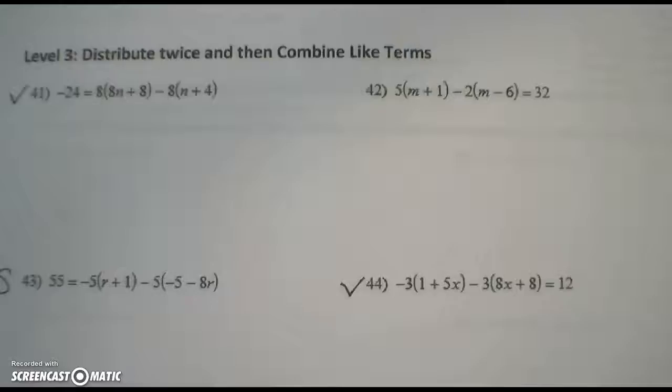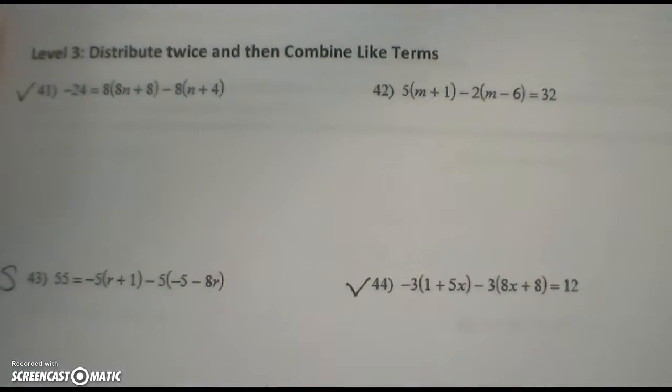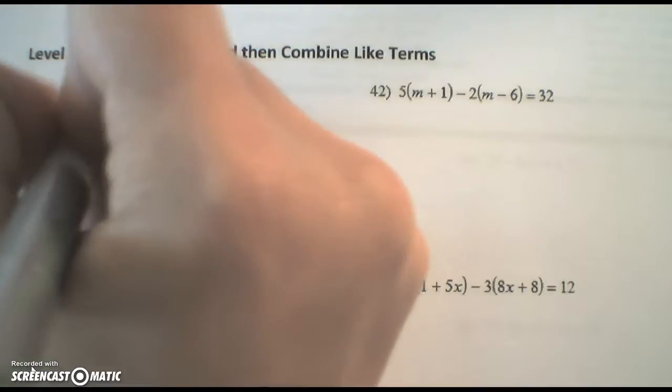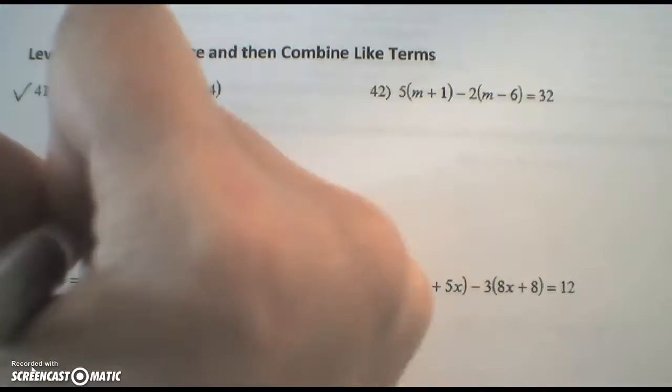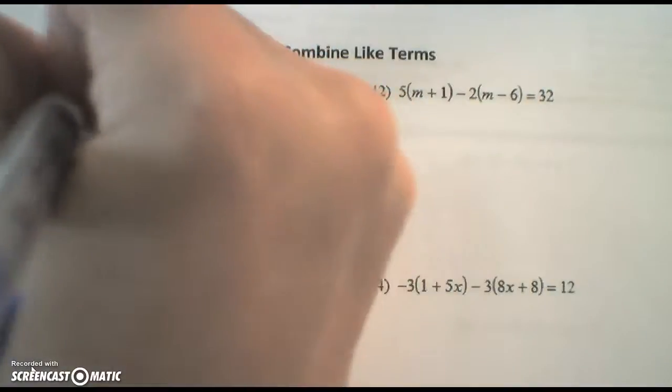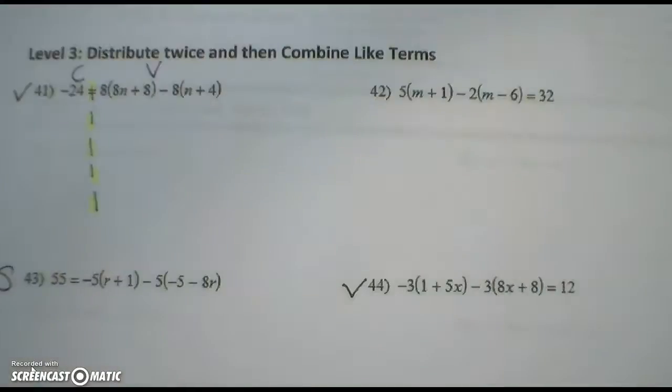Let's go ahead and take a look at level 3. This time we're going to distribute twice before we combine like terms and solve. So let's start at the beginning. Before we get too crazy, draw a fence as a line which separates the equation by the equal sign. Let's label Constantville and variable land.